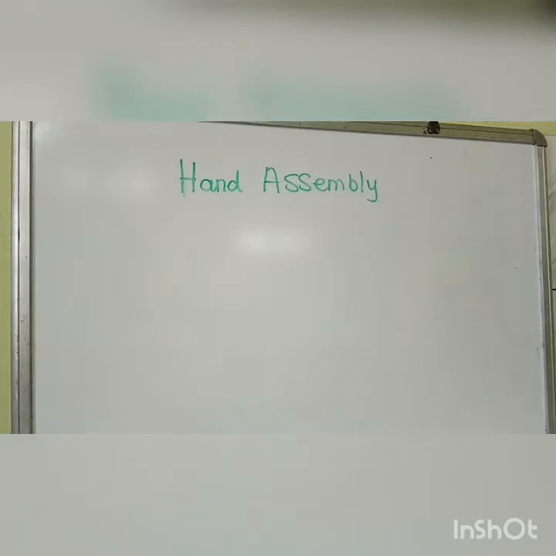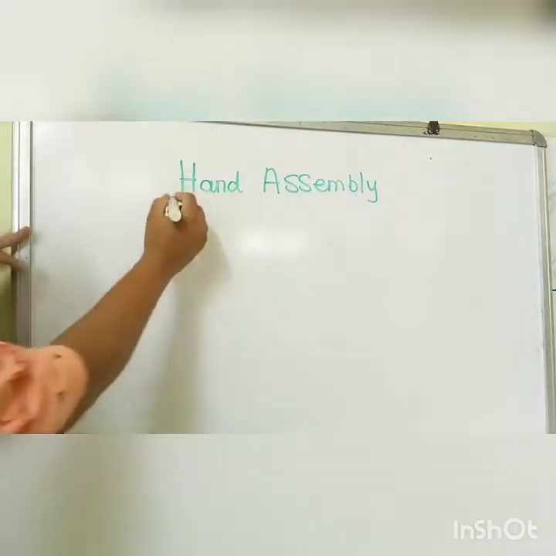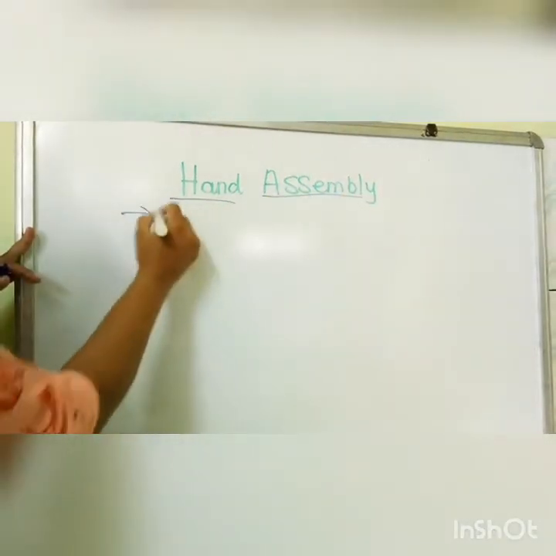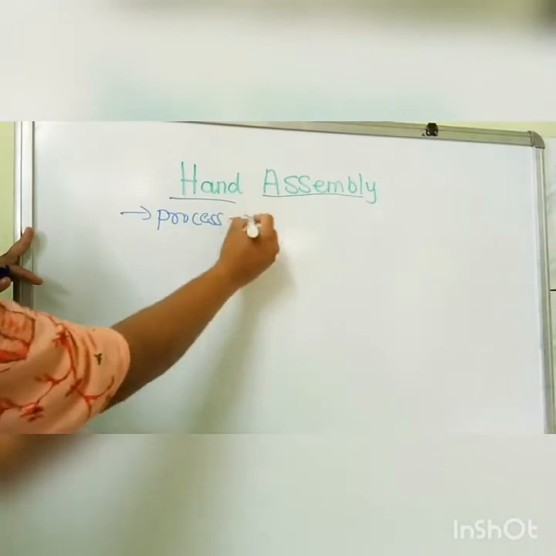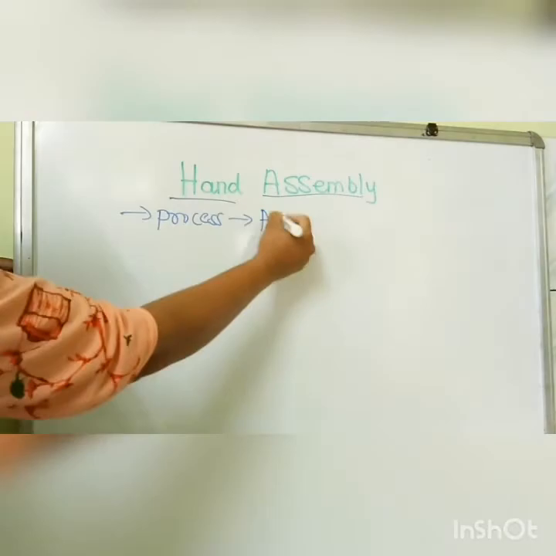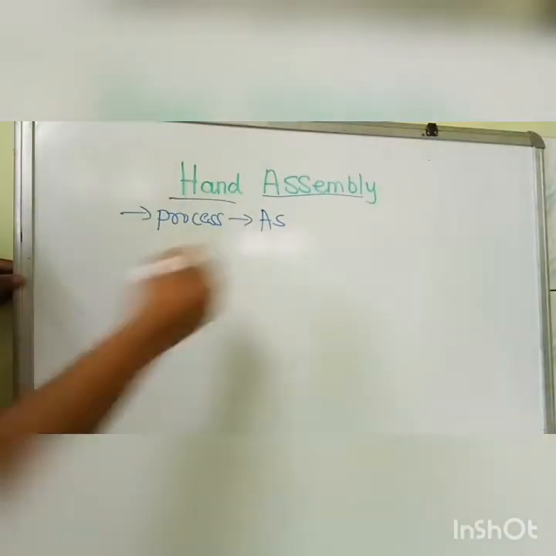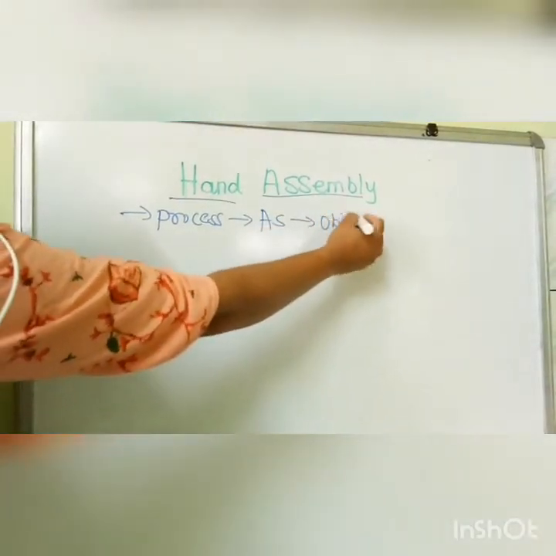In this video, we will see one of the features of assembly language programming or the assembler. It is nothing but hand assembly. Hand assembly is the process of translation of an assembly language program to its object code.